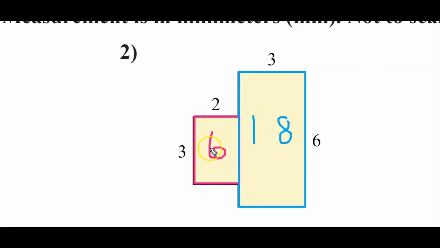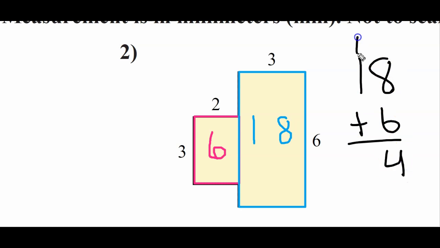And then I just add 6 plus 18, right? 18 plus 6. 8 plus 6 is 14. Put the 4 down, carry the 1. And then 1 plus 0 is 1, plus the 1 that I carried is 2. 24.